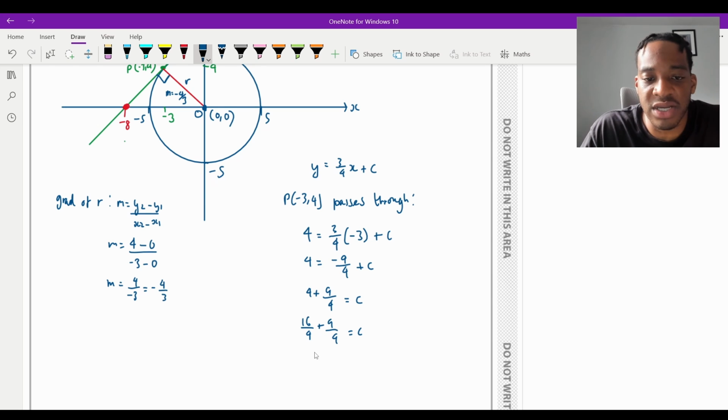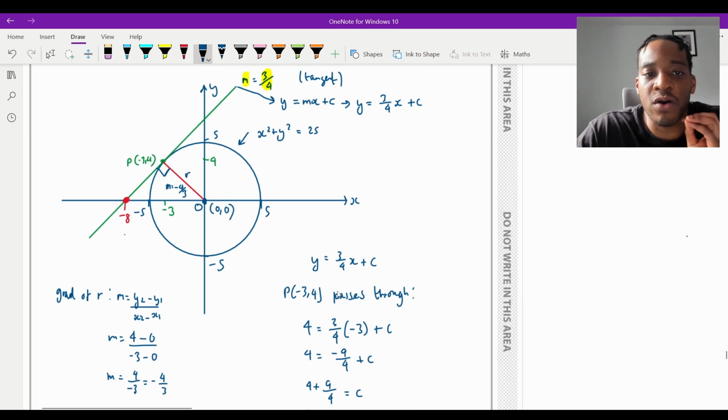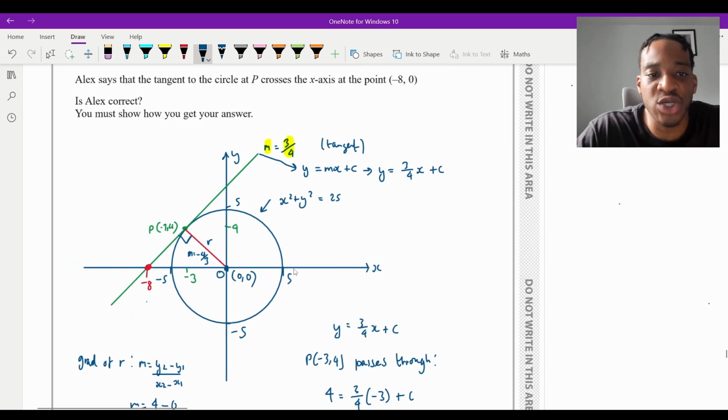Same denominator, 16 plus 9 is 25. So therefore, we can say that c is 25 over 4, and this is our y-intercept. So now we have a complete equation for this tangent here.